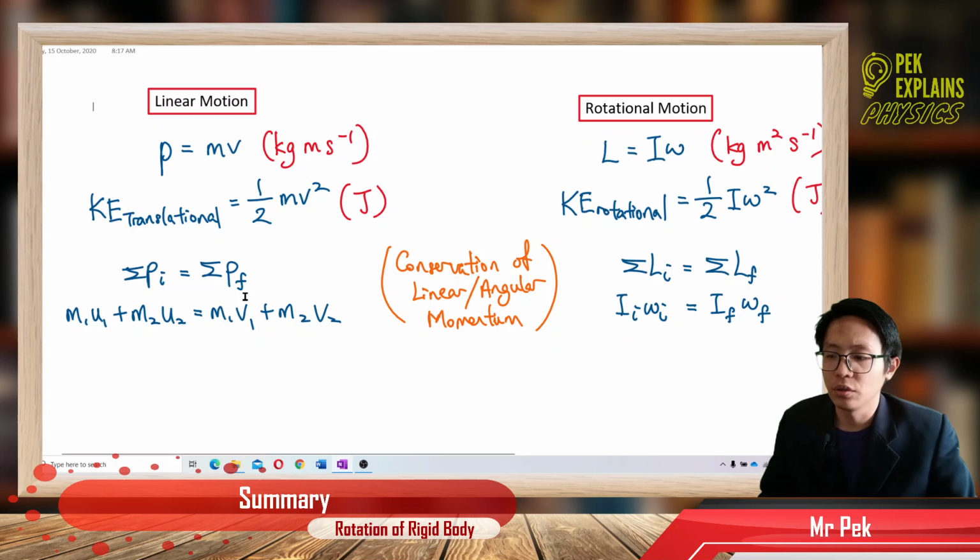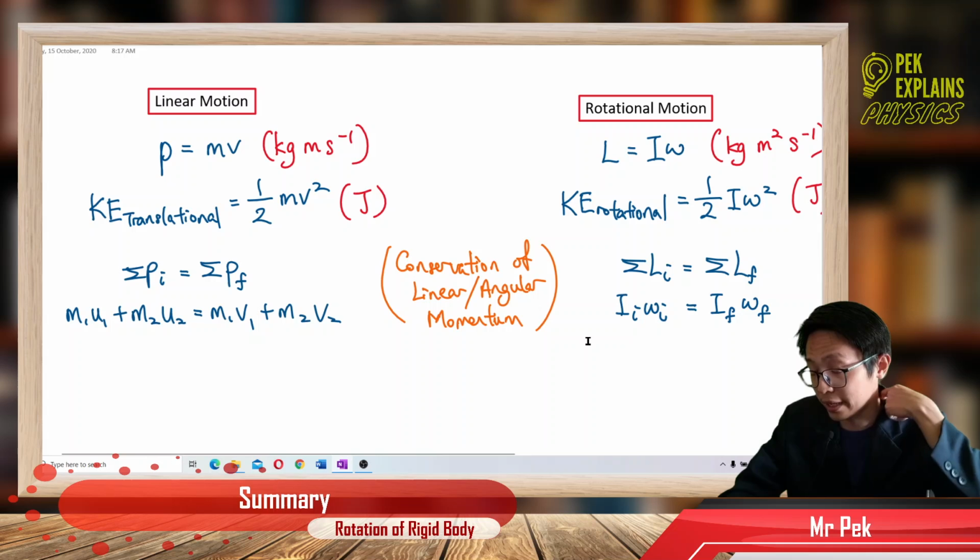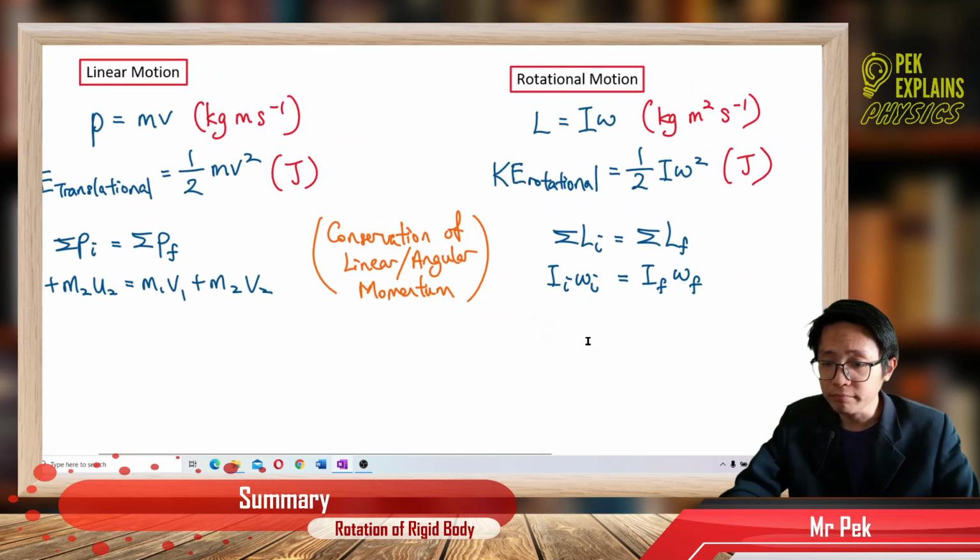Before, we learned about conservation of linear momentum: total initial momentum equals total final momentum, m1 u1 plus m2 u2 equals m1 v1 plus m2 v2. So in rotational motion, total initial angular momentum equals total final angular momentum: I omega initial equals I omega final. Also, I will have one example to discuss about this.